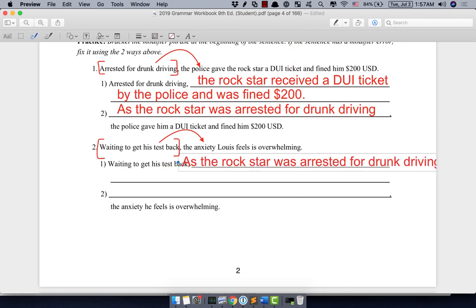Hopefully you have this. You have Lewis, feels, and again, many ways you can fix a sentence. You can say Lewis feels overwhelmingly anxious. That's one way to do it. If you have something else and it makes sense, then totally cool. As long as you have the word Lewis here, because that describes Lewis.